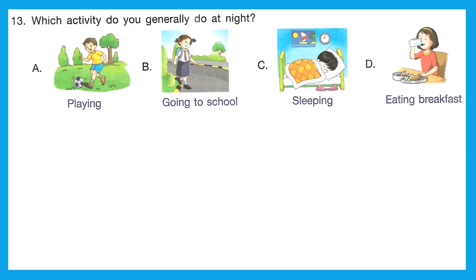Question 13. Which activity do you generally do at night? Do we play at night? Do we go to school at night? Do we sleep at night or do we eat breakfast at night? So option C is the correct option because we sleep at night. The rest of the other things we do in the daytime.